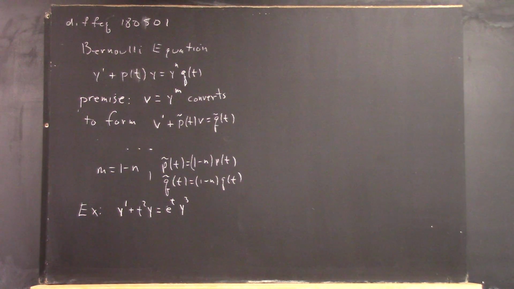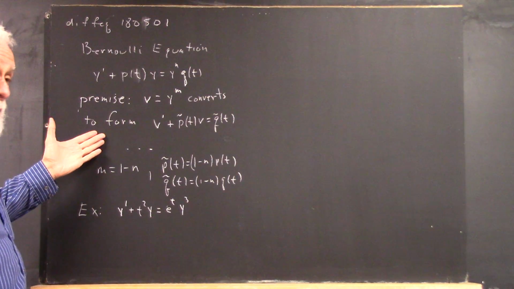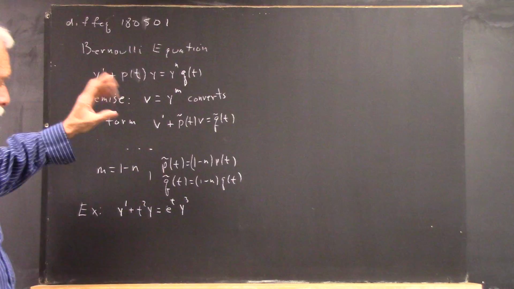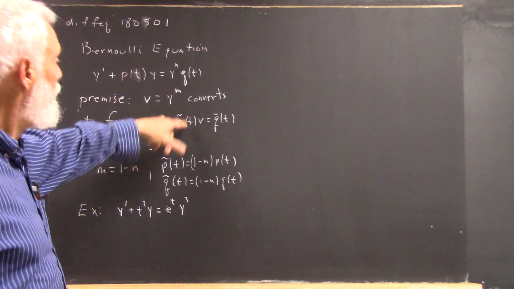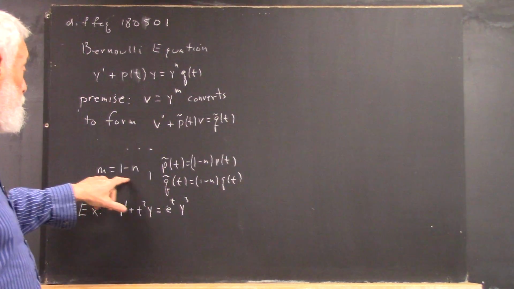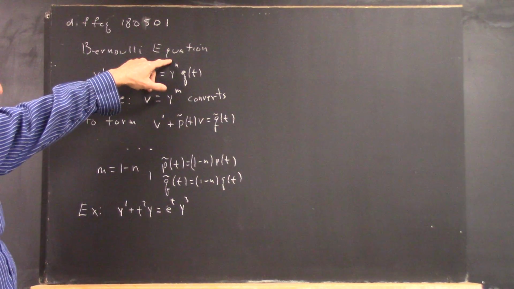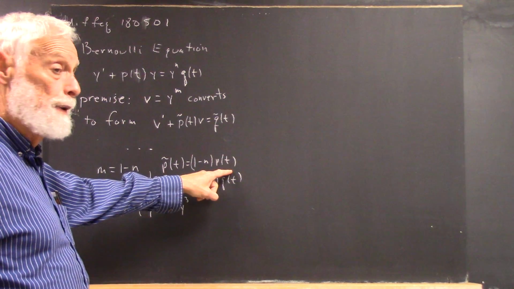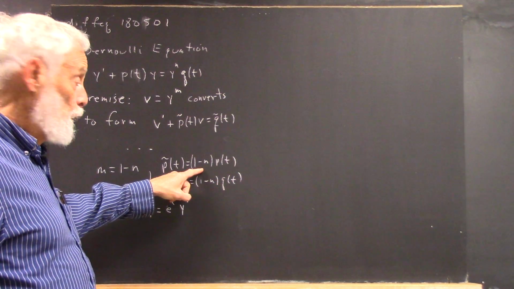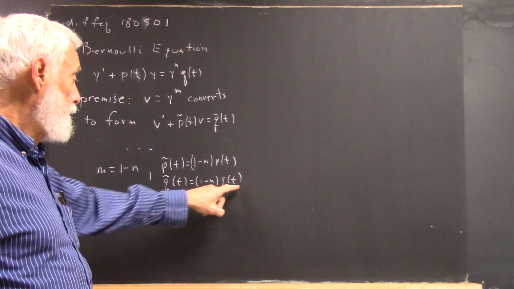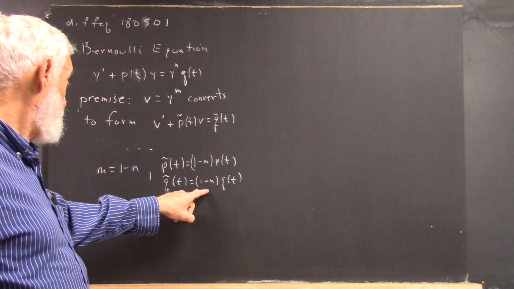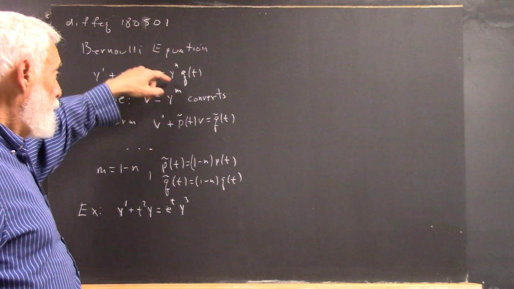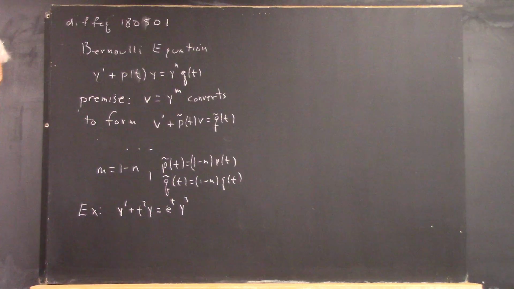Okay, so whether you work out the details or not, the power of m that accomplishes this is 1 minus n, where n is the power of y up here. And then your p tilde is just going to be related to your p by the constant 1 minus n, q tilde related to q again by the constant 1 minus n. Where n here is, of course, the exponent of y over on this side.